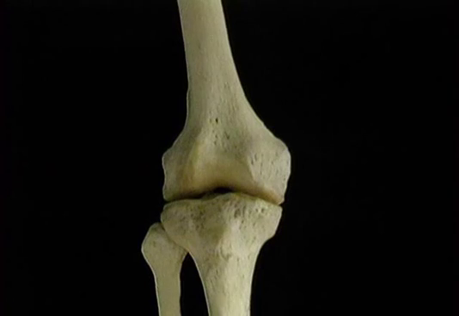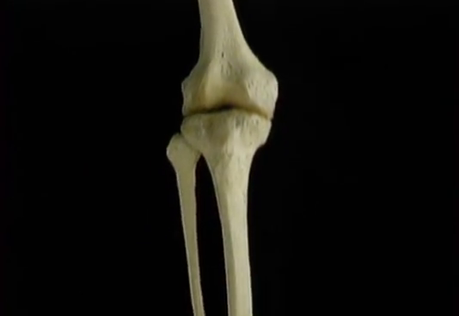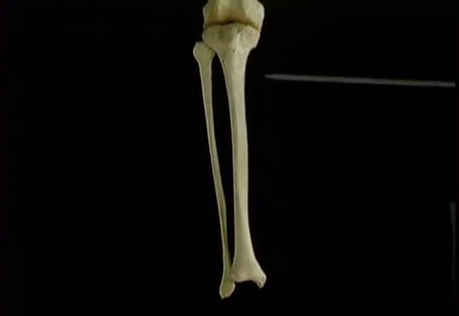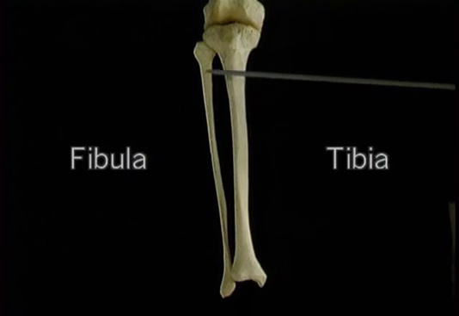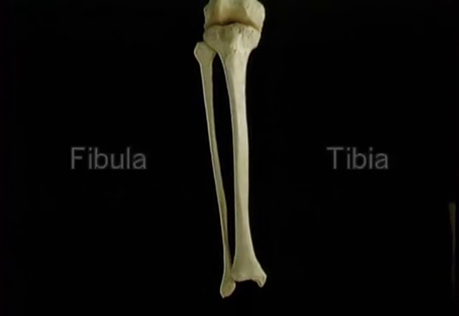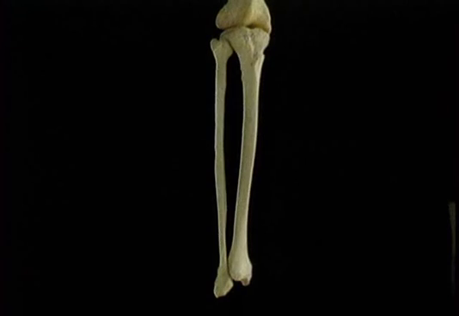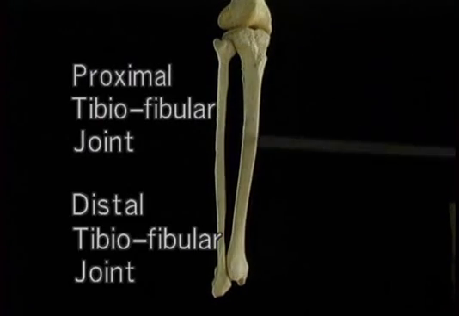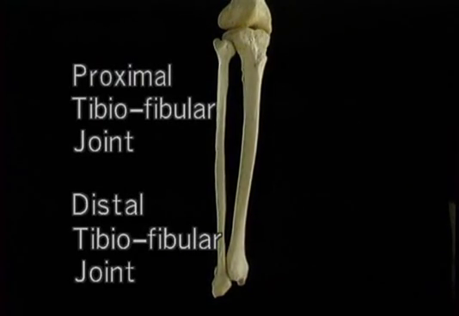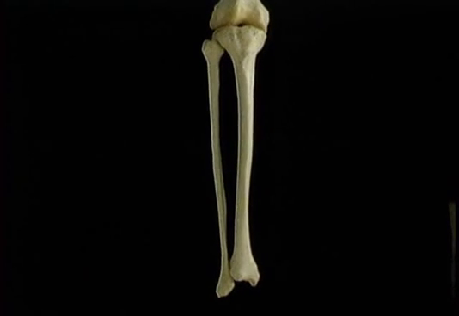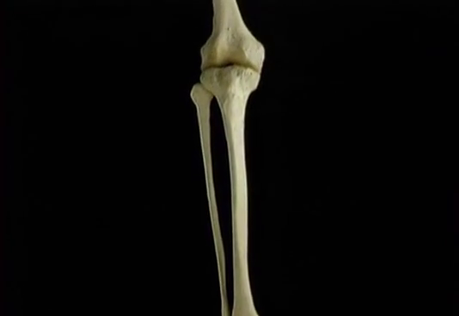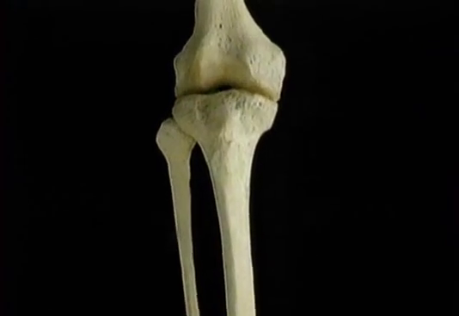Now we'll add the tibia and the fibula to the picture. The tibia and the fibula are fixed to each other firmly by two joints, the proximal and distal tibiofibular joints. There's almost no movement at either of these joints. Let's take a look at the proximal end of the tibia.